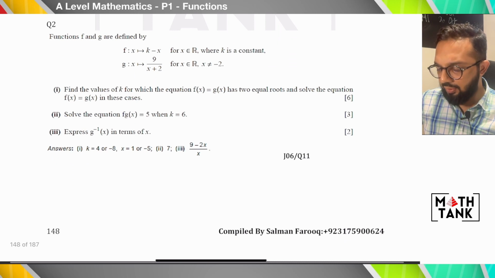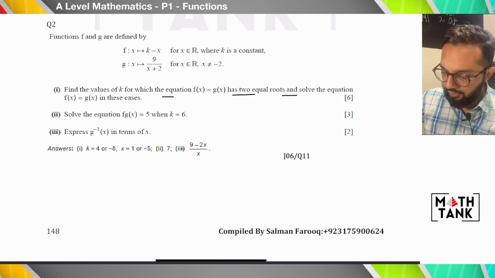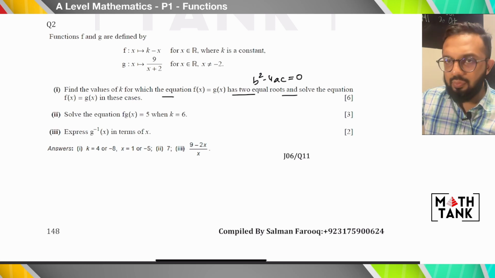So on to question 2. It says functions f and g are defined by this. Find the values of k for which the equation has two equal roots. So this is a question on quadratics. When I say equal roots, b squared minus 4ac should be equal to 0.